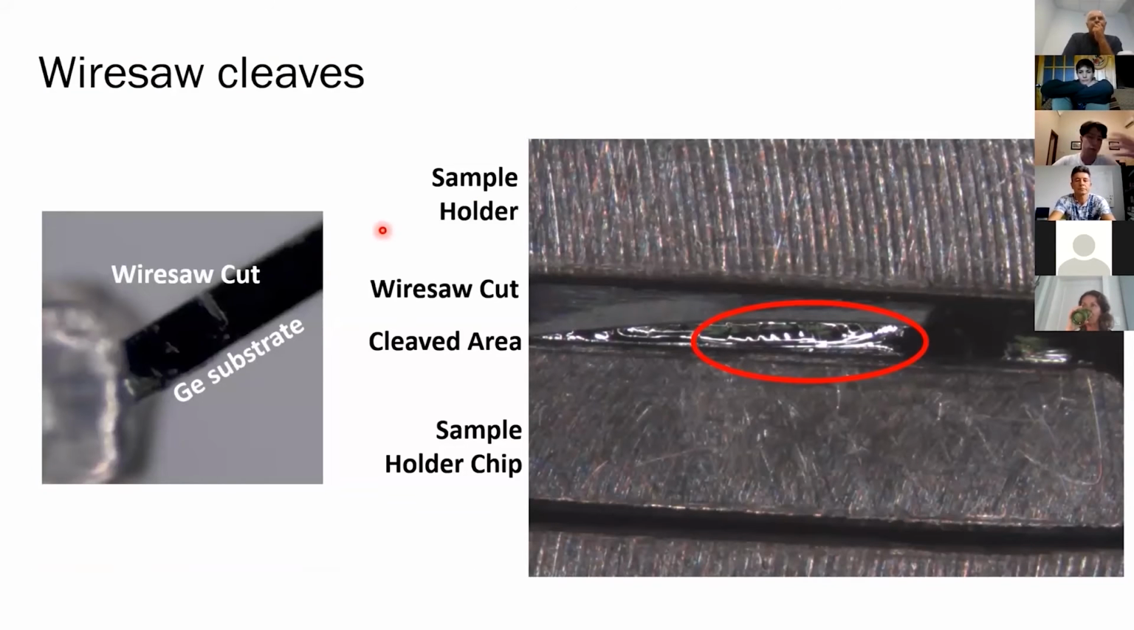To try to improve this method, what we did was cut through the sample with a wire saw. I usually cut through this germanium substrate here as an example, around 1/2 to 3/4 of the way through. And then I would put it in the sample holder around here and knock this part off.